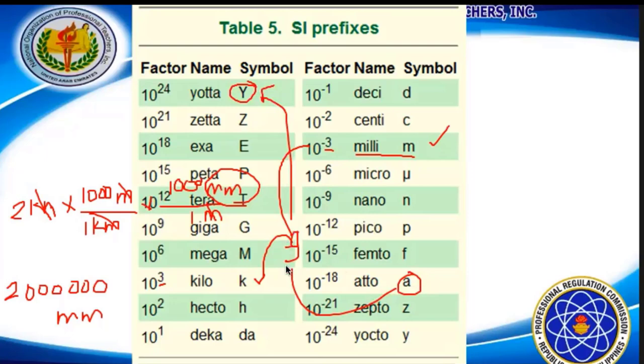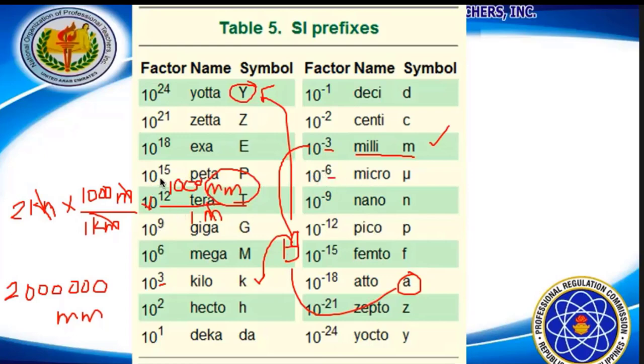So, kung 1 dito, 1 gram, 1 and then 24 zeros na yoktograms. 1 gram is 1 and then isang zero na decigram. 1 gram is 1,000 milligram kasi 3 zeros. 1 gram is 1 million micrograms kasi 6 na zeros.